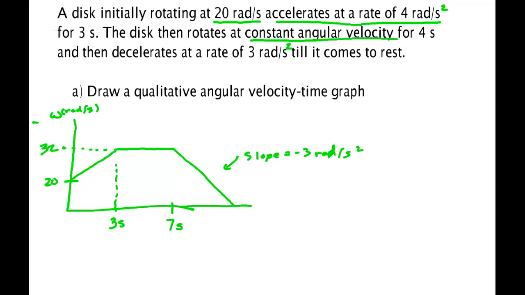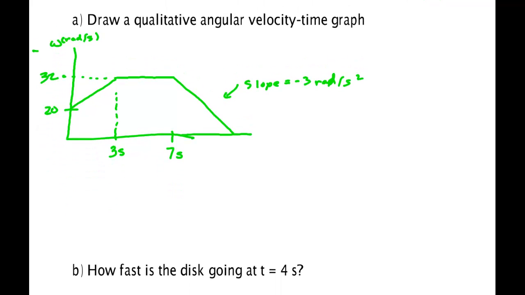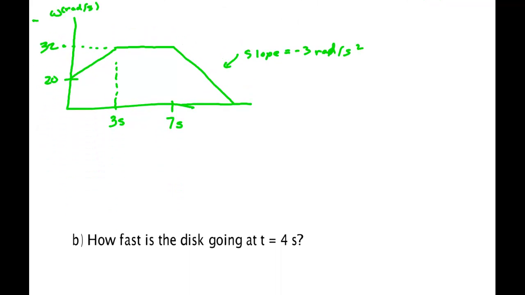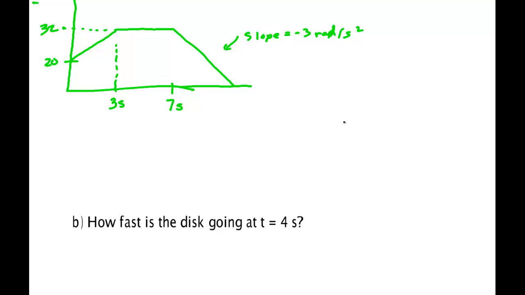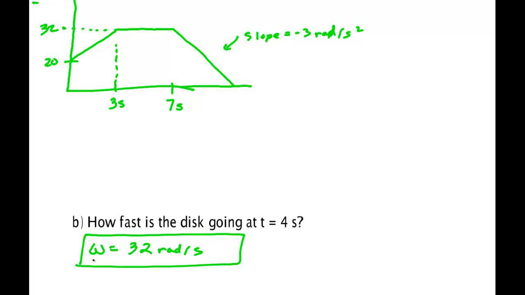Now, what else do I want to know? How fast is the disk going at 4 seconds? Well, at 4 seconds, it's going 32 rad per second. I got that from the graph. Now, we could have applied kinematic equations in here, rotational kinematic equations, because it had a constant acceleration. And that's one way I could have found this 32.